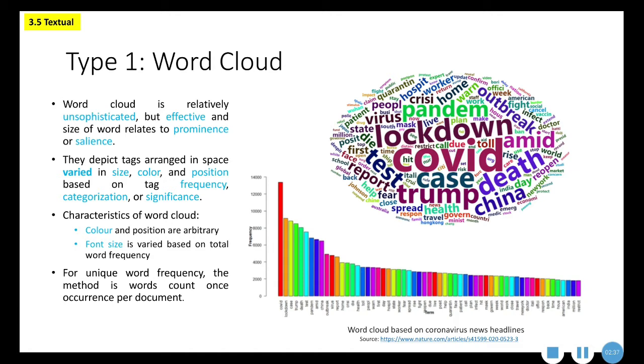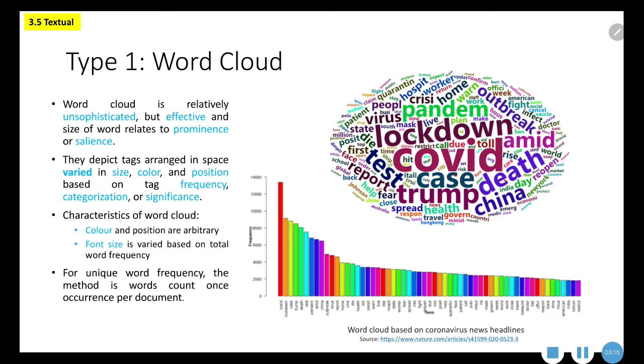For example, in this word cloud based on coronavirus news headlines, we can see that the most prominent word here is COVID. And then we can see lockdown, case, Trump, pandemic, and death. By the way, because you can see the word Trump, this data is collected from America. So the size of the word represents the prominence or the salience of a word from a text.